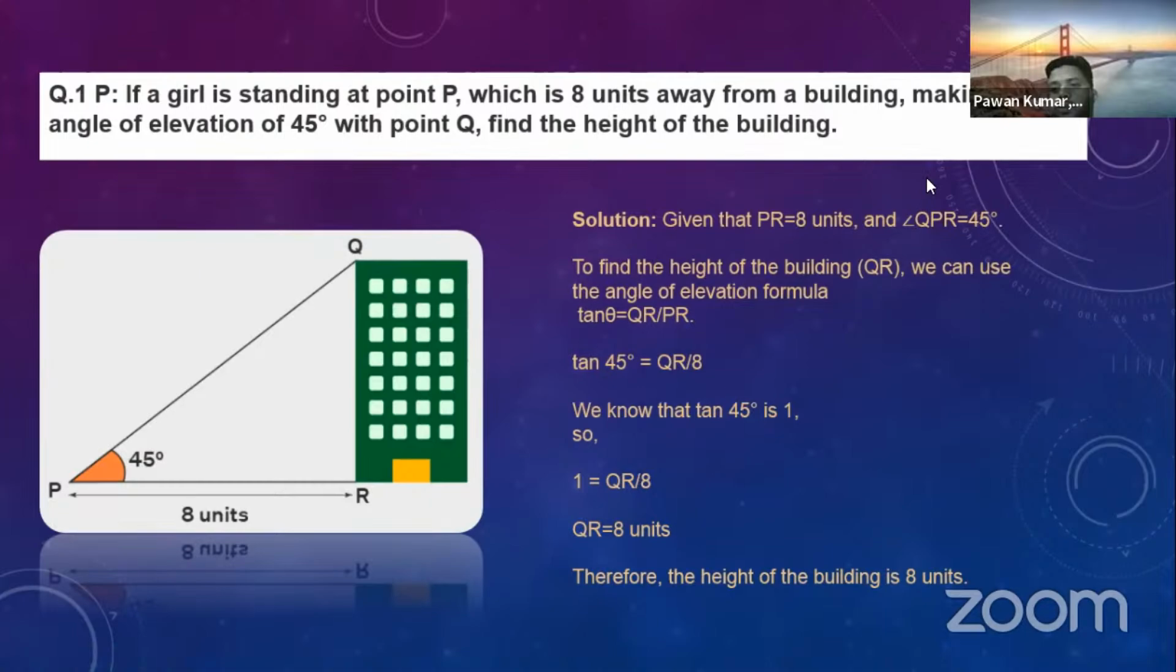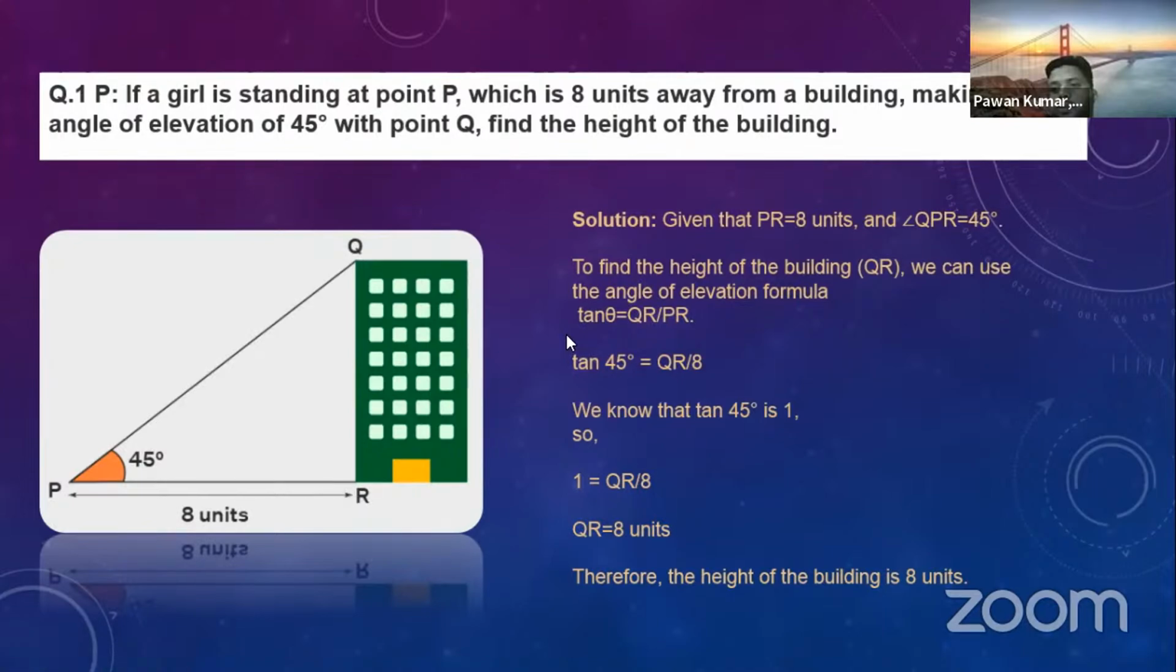Simply, we are given that PR equals 8 units and angle QPR equals 45 degrees. We need to find the height. As we know, this is the angle, so this will be the perpendicular and this is the base. What do they mention? Perpendicular and base. As we have learned in the ratios, if perpendicular and base are there, we can go for tan theta, correct? Theta is 45 degrees, so tan theta is QR, the perpendicular, by PR, the base.